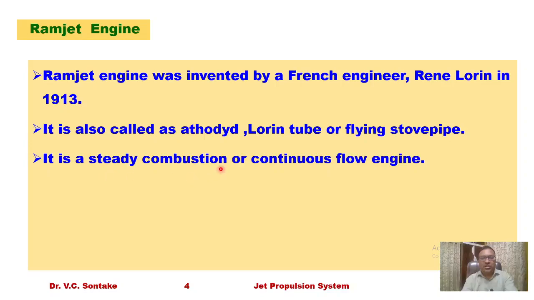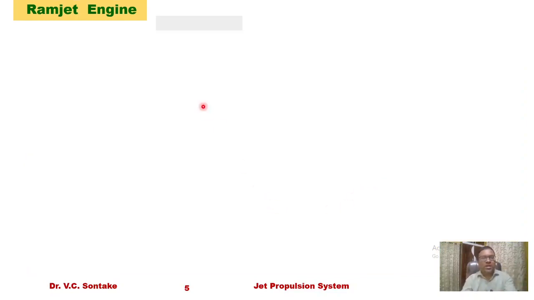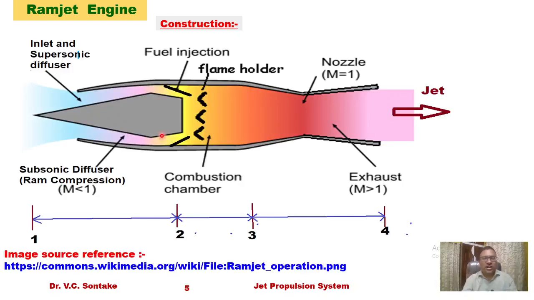Ramjet is a steady combustion or continuous flow engine where the air is continuously flowing into the engine and combustion takes place continuously, and hence we get continuous thrust to propel the engine. So let us first discuss the construction of the ramjet engine. Construction of ramjet engine is shown in the figure.